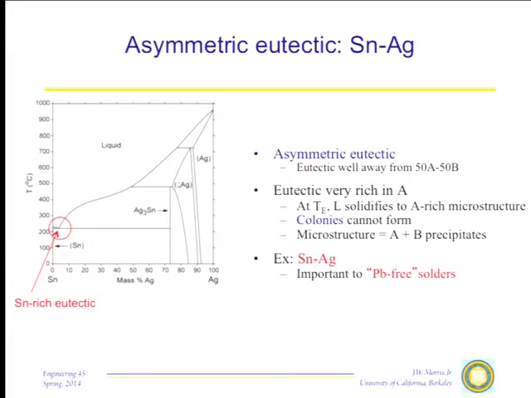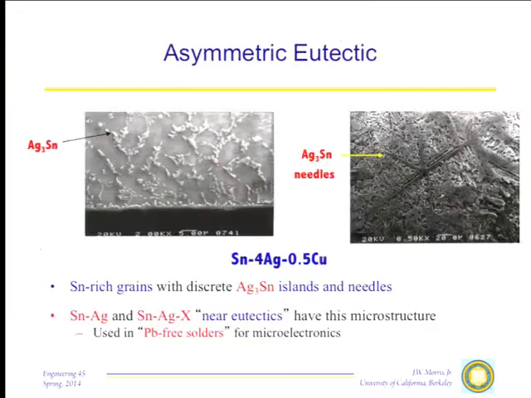In the case of tin-silver, it's way over here, just about 3% silver. This leads to a microstructure which is not as pretty as the ones you saw before. It's a microstructure which is primarily tin with just a little bit of silver, which comes out. This is actually 4 silver, 0.5 copper. That's a ternary eutectic. You get Ag3Sn islands, a distribution of them in what look like the grain boundaries of the tin, or sometimes they appear as very long needles. Neither of these microstructures is particularly attractive for mechanical purposes.